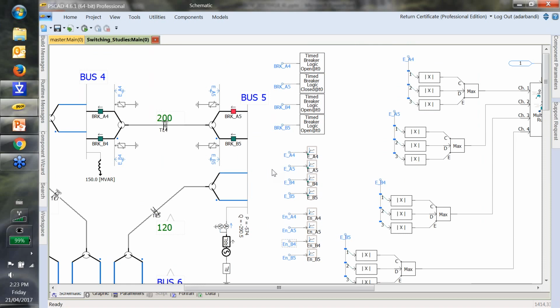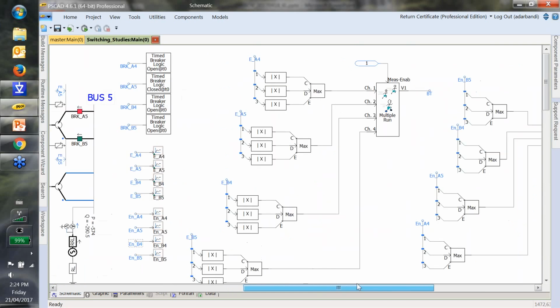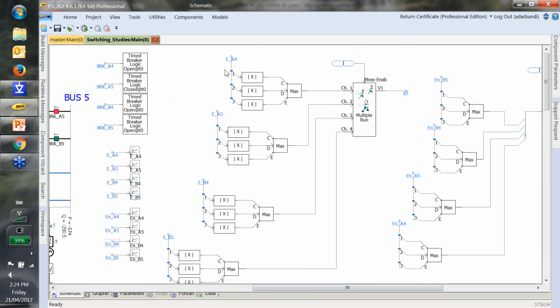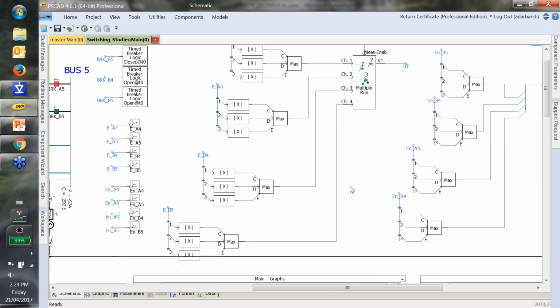We are interested in some measurements, and the points we are interested in are the voltages at the end of each line, and also the energy of each surge arrester. As you can see here, these are the parameters we are monitoring. Also, we are recording the maximum voltage during each run.